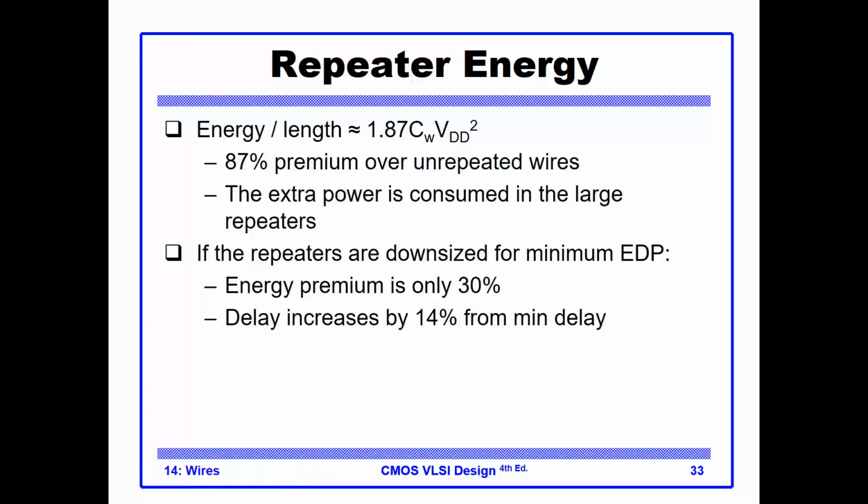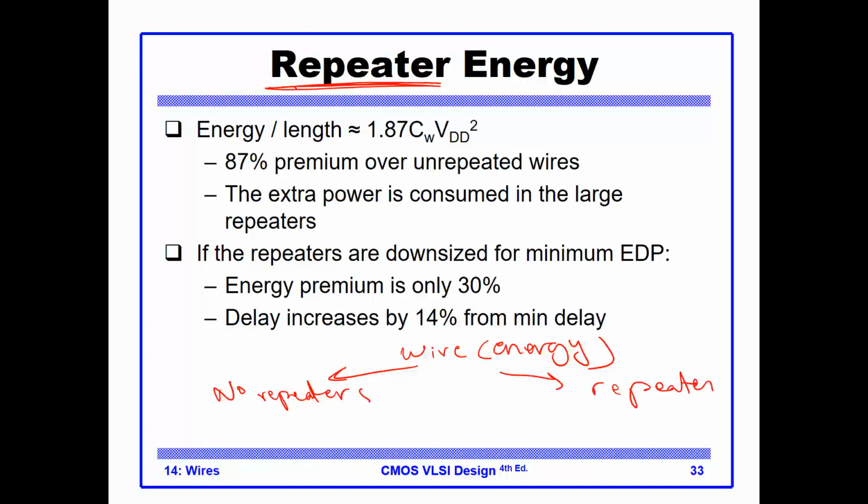Now, what it means here is that the energy per length for a wire is 1.87 CW V squared, meaning if we use repeaters. So here is a wire. If you don't use repeaters, then the energy is CW V squared. But if you use the repeaters, it is 1.87 CW V squared. Well, that seems to be a bad bet then. Why do we use repeaters? That increases energy. We don't use them just for fun.